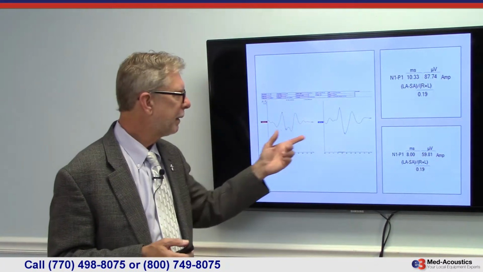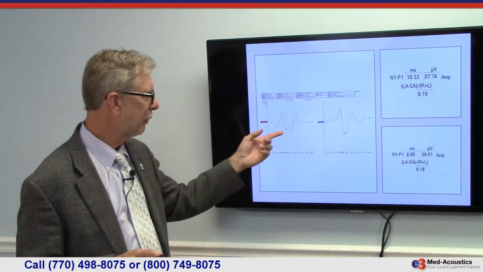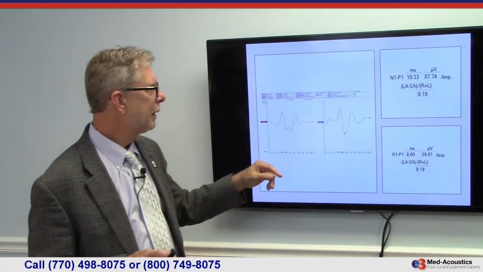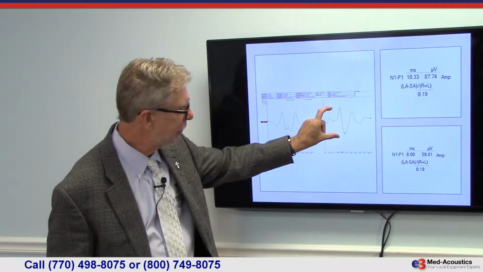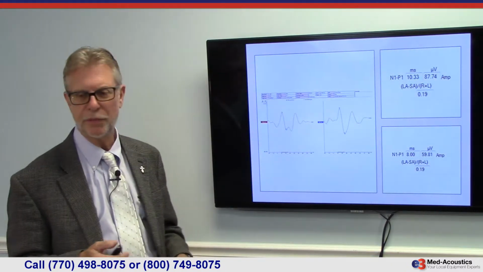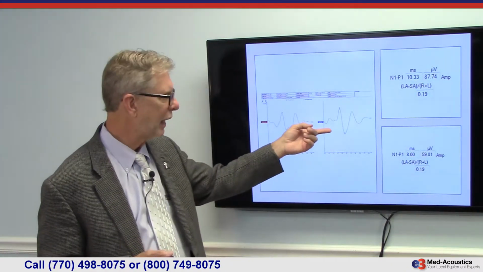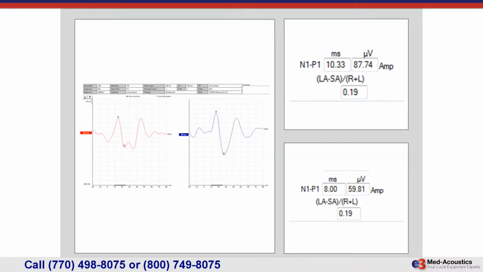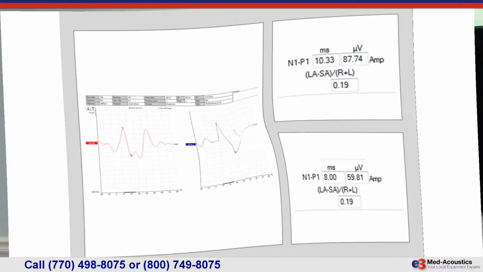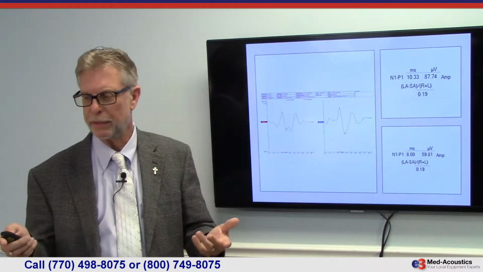In this one that I did on myself, right and left here, the amplitude, this is the peak to trough amplitude of the C-VEMP response on the left side was 87 microvolts. On the right side, it was 59 microvolts. And when you do the difference over the sum and calculate it, it comes out to 0.19. See, this equipment does that automatically for you. And of course, 0.19 is normal.